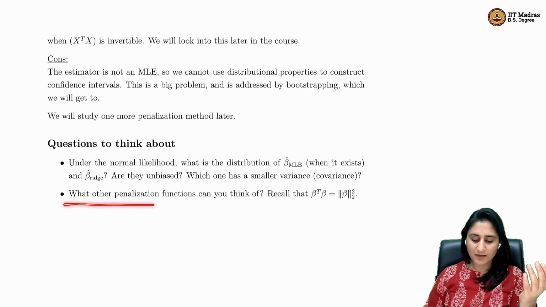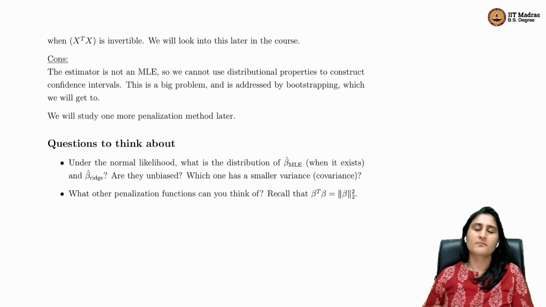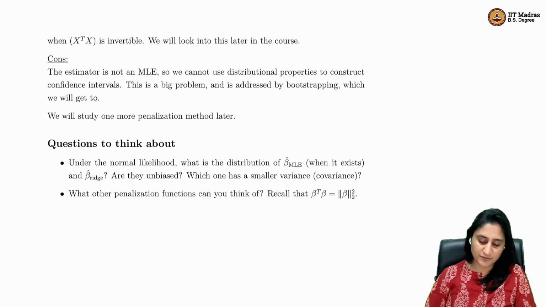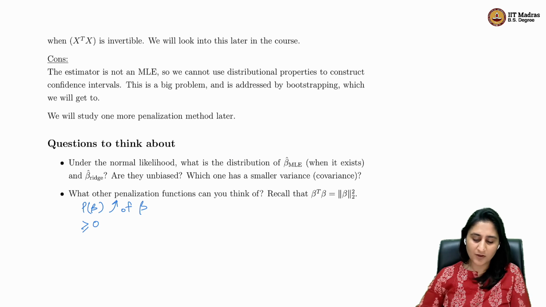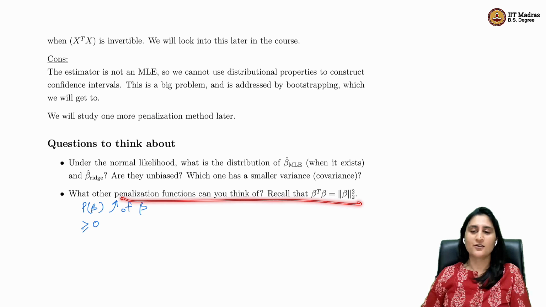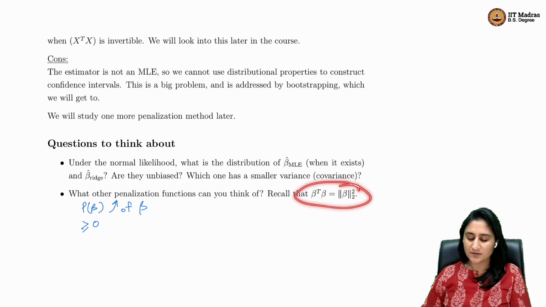And I discussed what type of properties penalty functions should have. P of beta should be an increasing function of beta and should be greater than or equal to 0. So what other types of penalty functions can you think of? One of them, recall, is beta transpose beta, which is the L2 penalty or the L2 norm. And so what other functions can you think of?